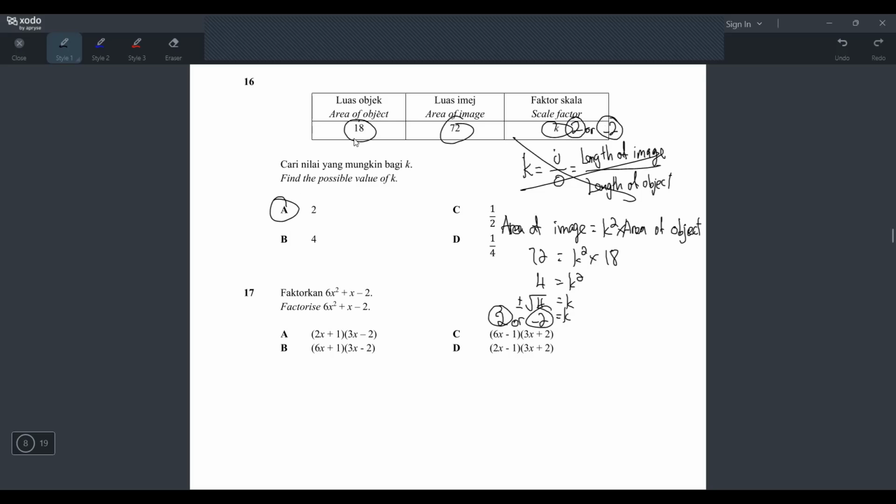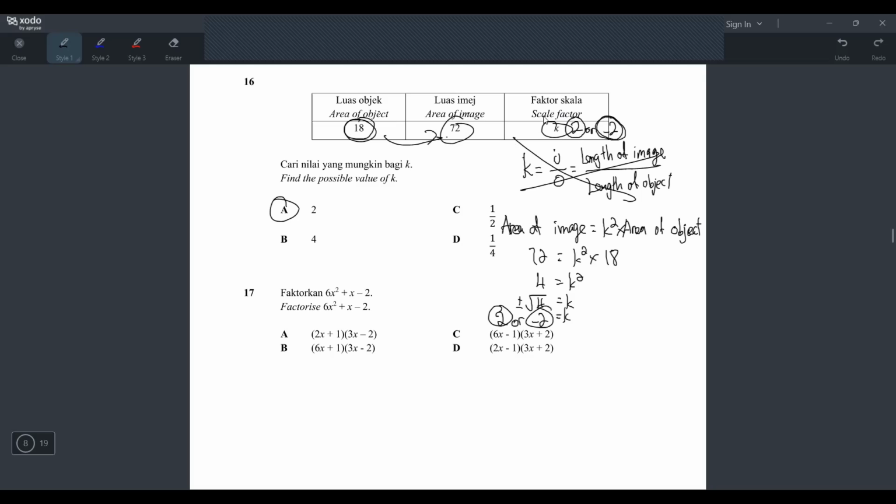You see, the area of the object is 18. The image is 72. It means your image is getting bigger. But why is negative 2 also one of the answers? Because if your scale factor is negative 2, it still means that your image is getting bigger. It's just that your object and image are on the opposite sides.